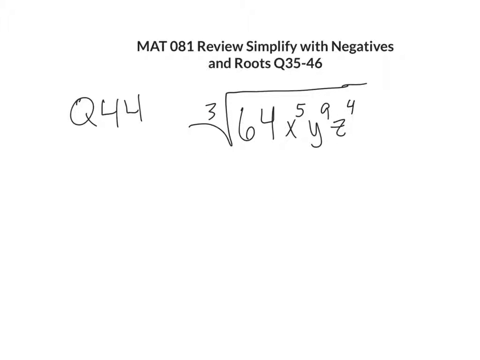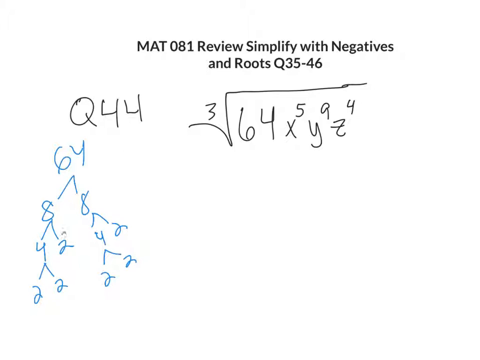This time it's the cube root, so we're thinking what number times itself 3 times is 64. We can create a factor tree. That's 8 times 8. This would be 4 times 2, 4 times 2. We end up with 2 times 2, 2 times 2. Here's a group of 3 2s. Here's a group of 3 2s. So that means we can take out 2 2s, so 2 times 2, or 2 squared.